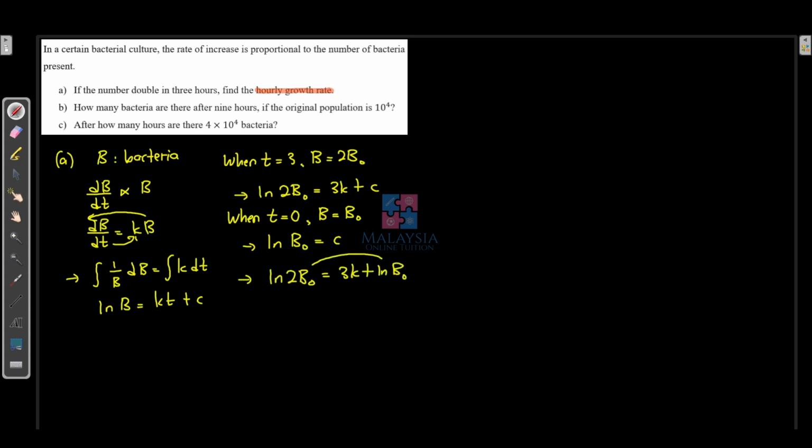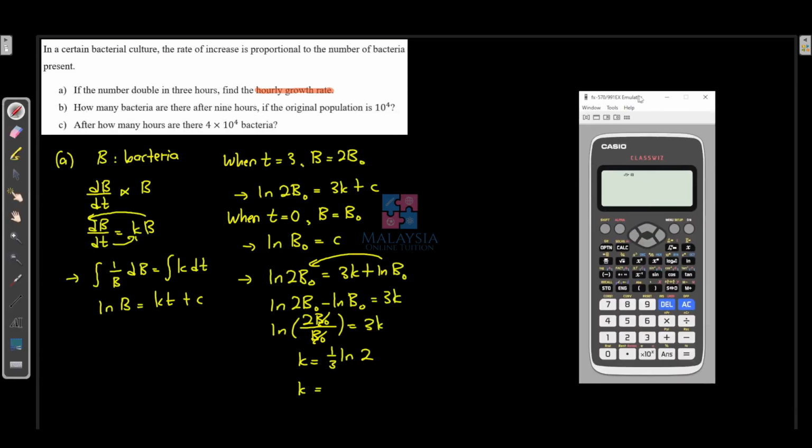Okay, so we can bring this to the left hand side. So we get ln 2b naught minus ln b naught equals 3k. So this is going to be divided. So 2b naught divided by b naught. Okay, so we can cancel that. Equals 3k. So k is going to be 1 over 3 ln 2. So then our k is, okay, I think we can find the value.